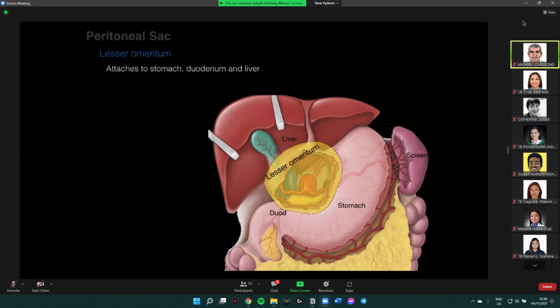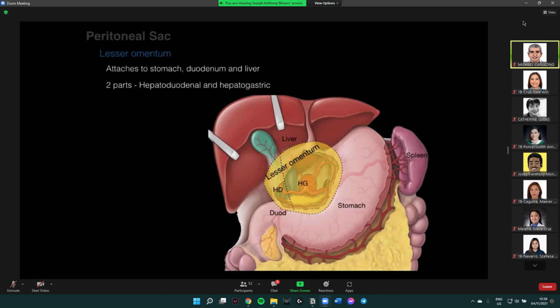Now the lesser omentum has two components. And so the two parts of the lesser omentum are called the hepatoduodenal and the hepatogastric ligaments. So that dotted line separates. And so the part of the lesser omentum that goes between the liver and the duodenum is called the hepatoduodenal ligament. And the part that goes between the liver and the stomach is called the hepatogastric ligament.